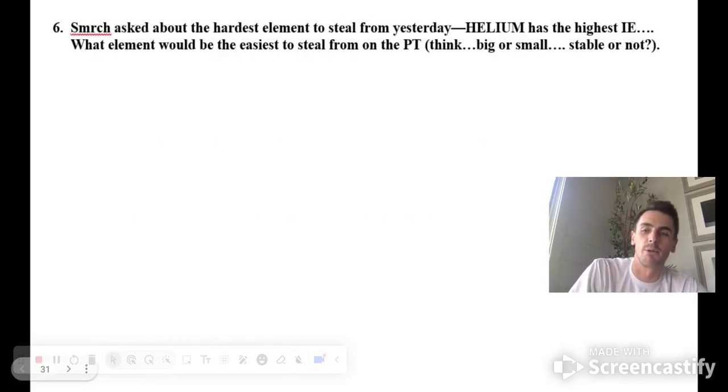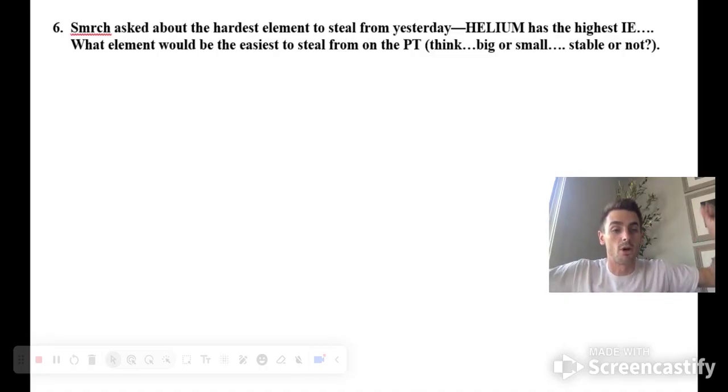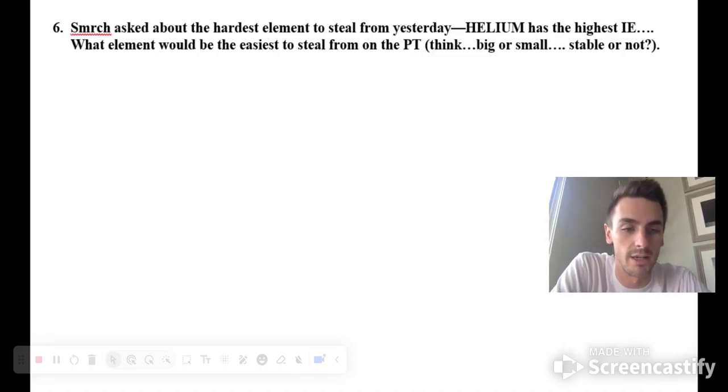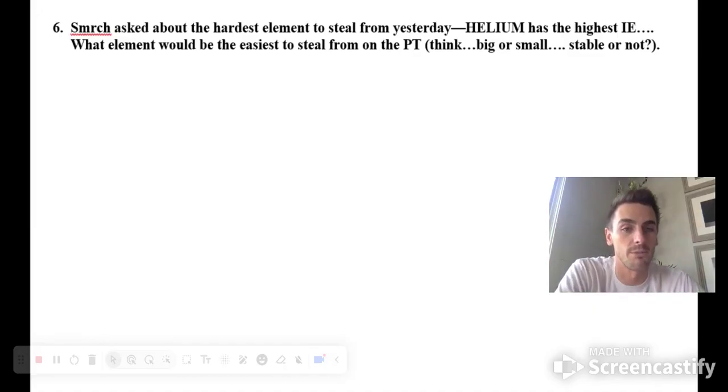Number 6, I kind of did with you guys yesterday. I know a couple of you were gone, but you should have here. Easiest to steal from is very, very big, and it'd be from the first column. With all that shielding, that'd be francium. I know I didn't really do this one due diligence, but I talked about it yesterday. Just make sure we're thinking about those families, and if it's easy to steal from, it's probably an alkali metal. If it's hard to steal from, it's a noble gas or something like it.